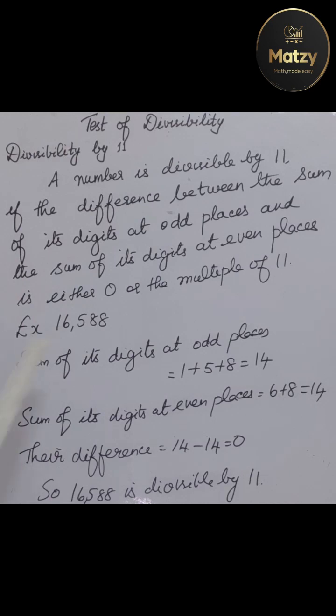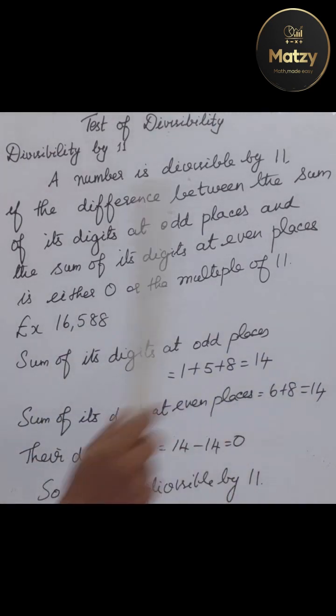16,588. 1 is the first digit. Am I right? 5 is the third digit. 8 is the fifth digit. I am adding 1 plus 5 plus 8. I got 14. Next, 6 is the second digit. 8 is the fourth digit. I am adding these two, because you have to add the digits at even places, no? So 6 plus 8 is equal to 14, I got.